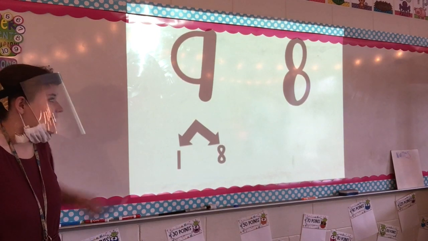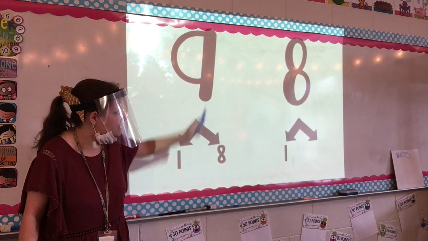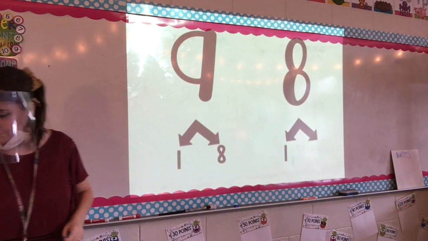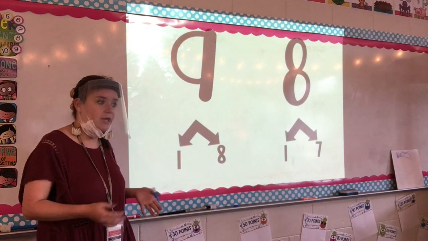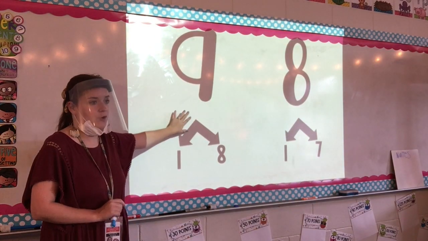8. What about 8? Gorgeous, if I get 1 out of 8, what am I left with? 7. 7. Good job. They're getting pretty good at taking 1 out of a number for a number bond.